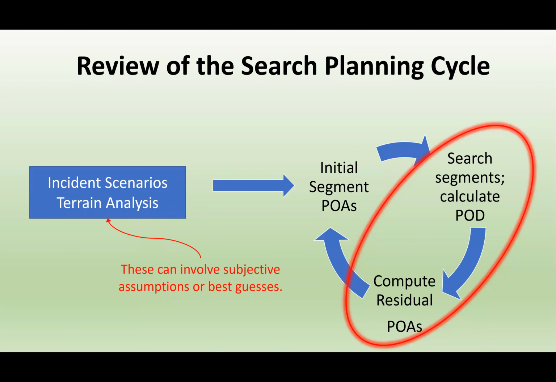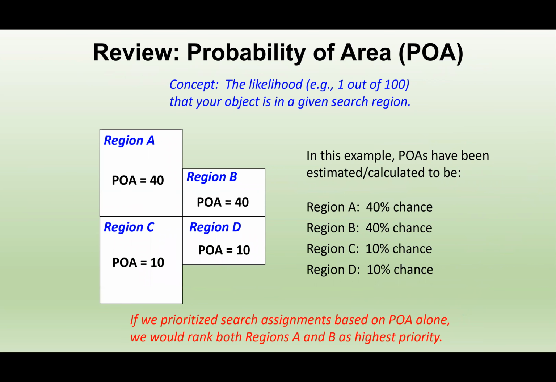I'll repeat my general reminder that there really is a ton of complex math underlying search theory, but fortunately for us, it can be understood and used without needing to jump down and into all that math. All right, quick review of the concept of probability of area. And remember that POA is our estimate of the likelihood that our subject, or what we're looking for, is inside a particular search region or search segment.